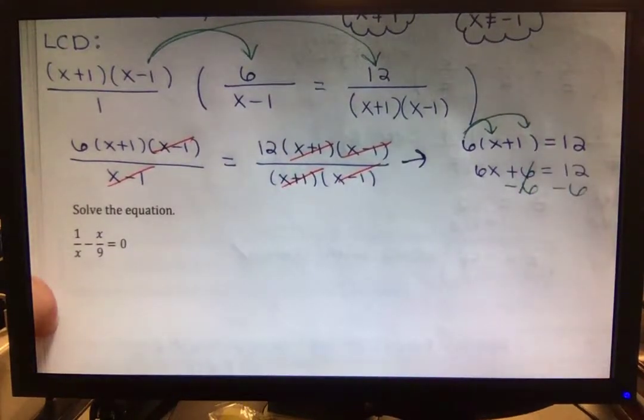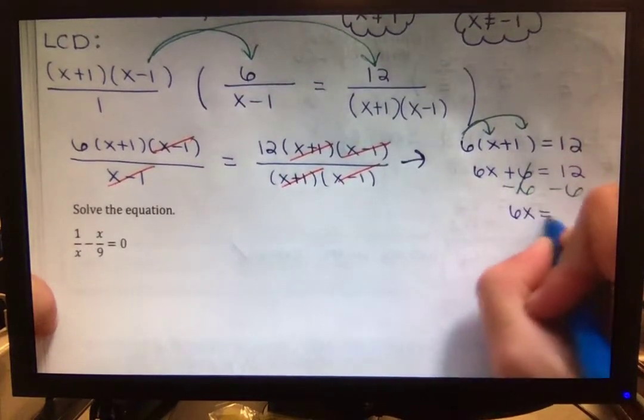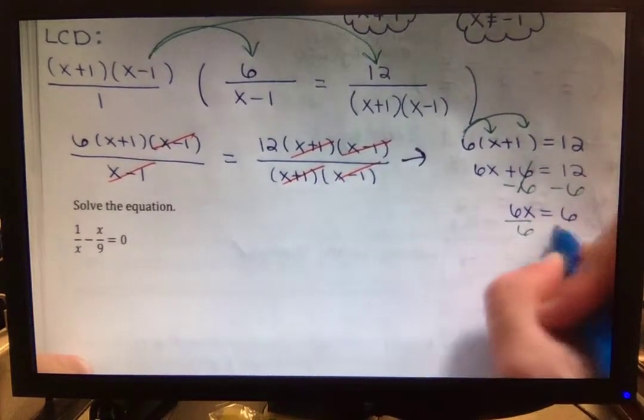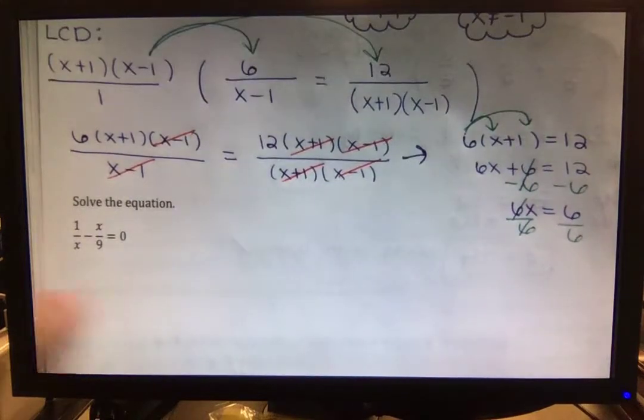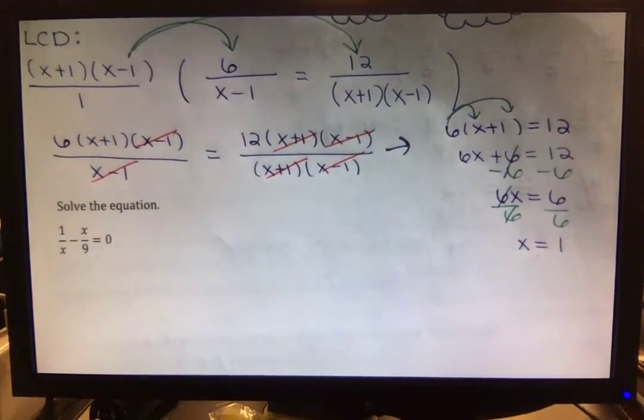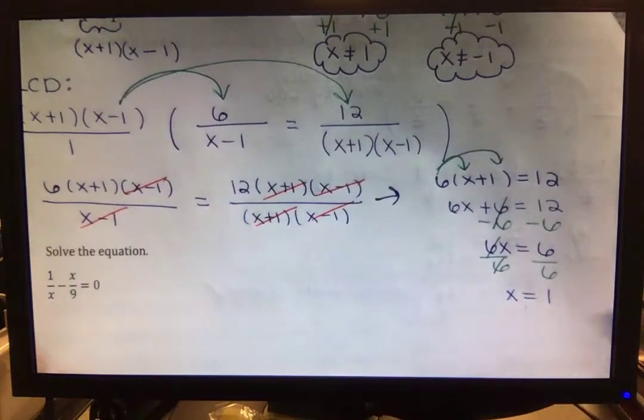We're left over with 6x equals 6. Almost done. Divide both sides by 6. We're left over with x equals 1. Is it okay that x equals 1? No, it doesn't work with our domain.